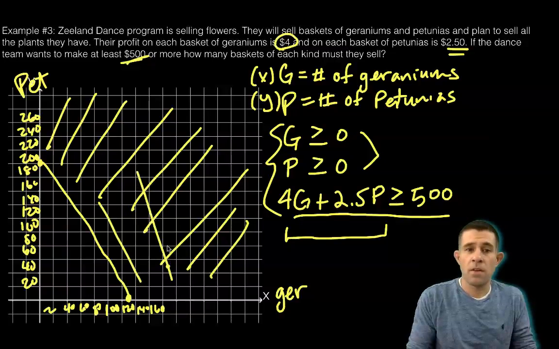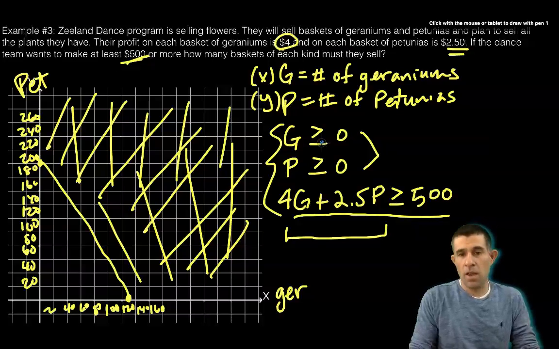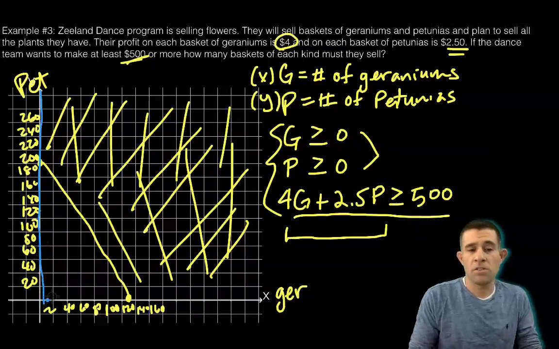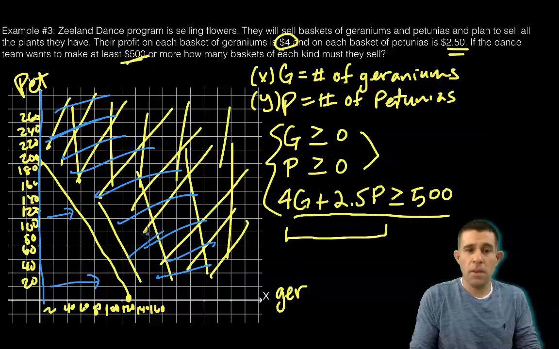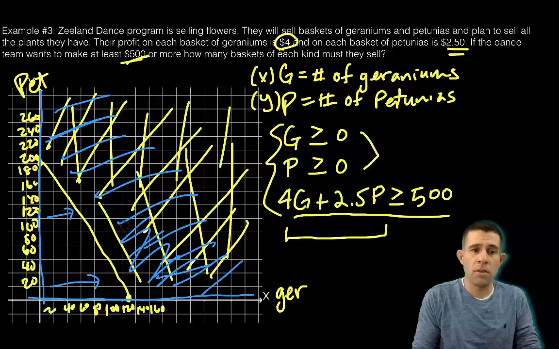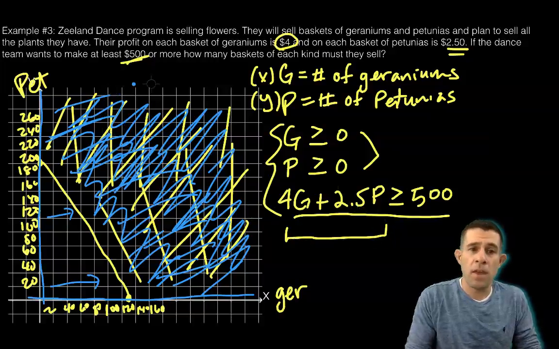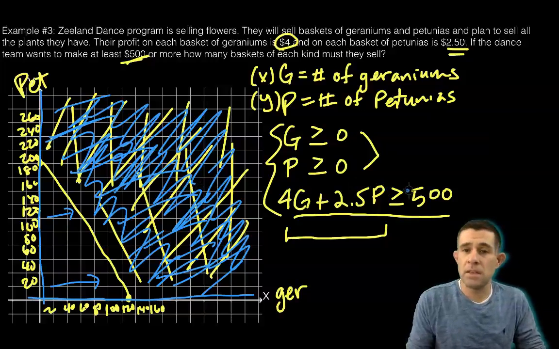Now keep in mind our other two inequalities were where G is greater than 0 and P is greater than 0. So G is greater than 0 is everything to the right of this line. So the overlap begins right here. And where P is greater than 0 is above our x-axis. So that overlap begins right here in this region. So our feasible region here exists outside this line, or I should say above this line of profit. And so any point out here will be a point in which their profits exceed $500.